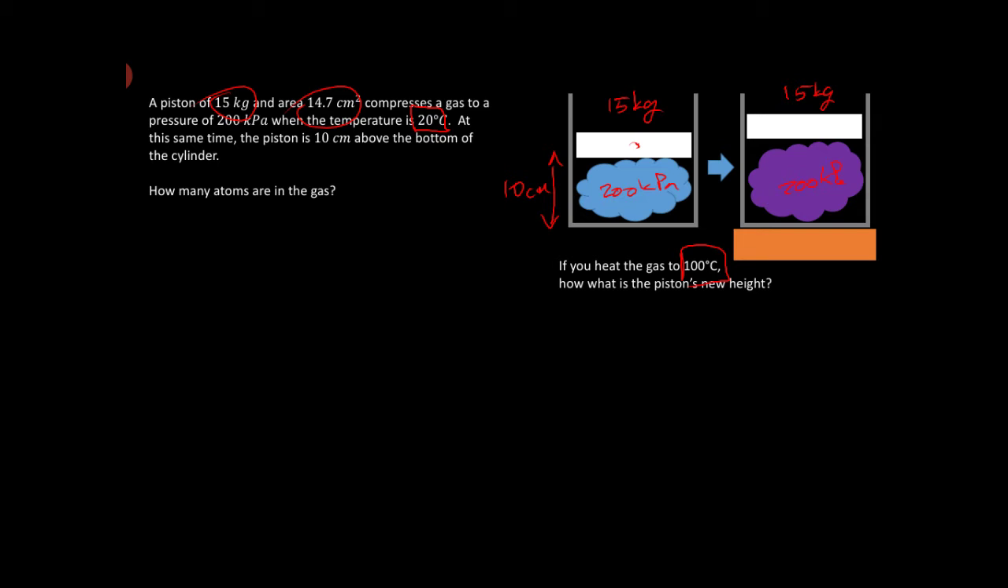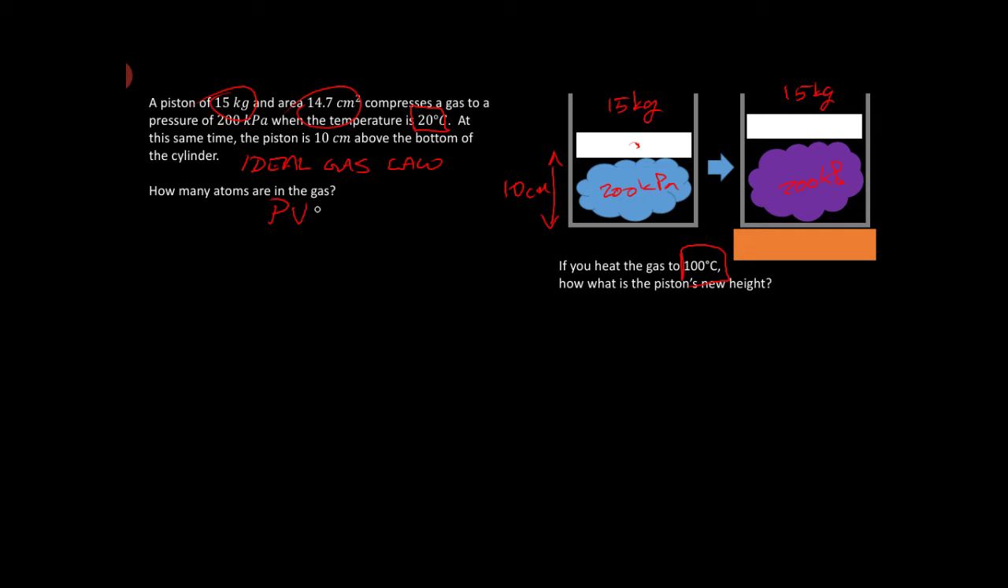Last time we used an isothermal setting, and that allowed us to use Boyle's law. All right, so I've got two things that I want to look at here. One is how many atoms are in the gas. That's going to help me figure out the piston's new height. And again, this is an ideal gas law problem, so maybe I should write that out for you. You remember the ideal gas law. It's one of your favorite ones.